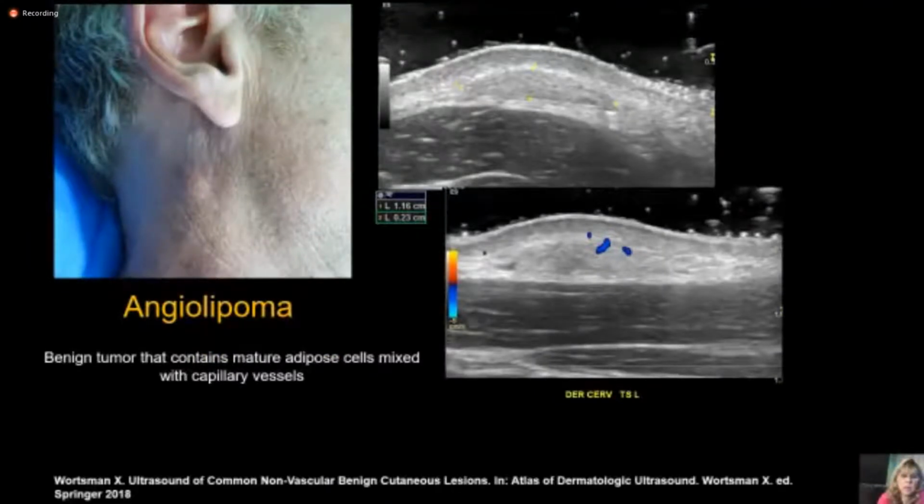When the mature adipose cells are mixed with capillary cells, then we have a variant of lipoma that is called angiolipoma. In this case, the lesion is hyperechoic. It could be round or oval shape and is located in the subcutaneous tissue or hypodermis, and also follows the axis of the skin layers. In the image at the bottom on color Doppler, you can notice that the lesion can show some vascularity, but in some cases you cannot detect vascularity.